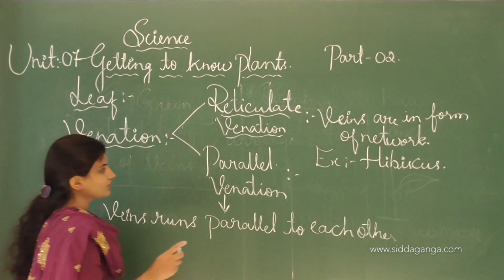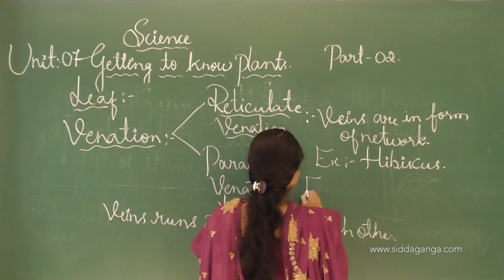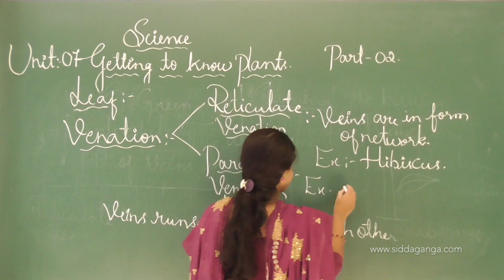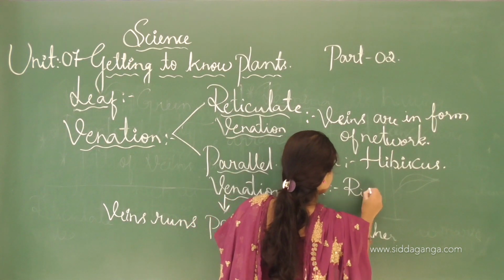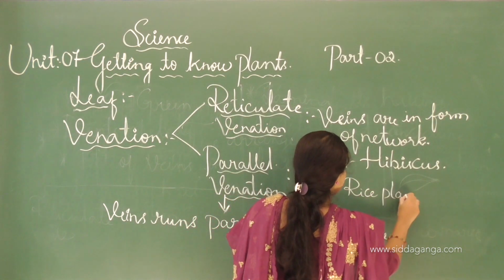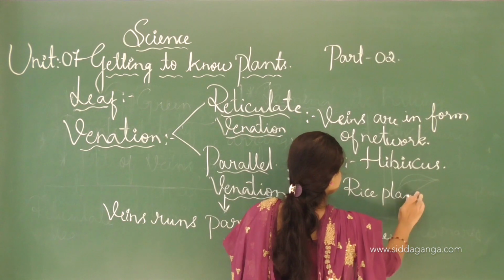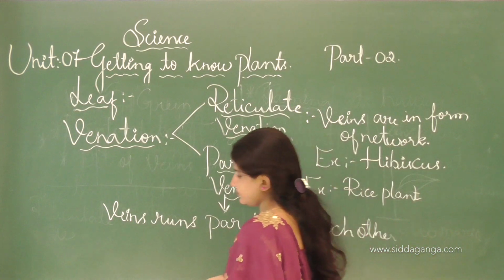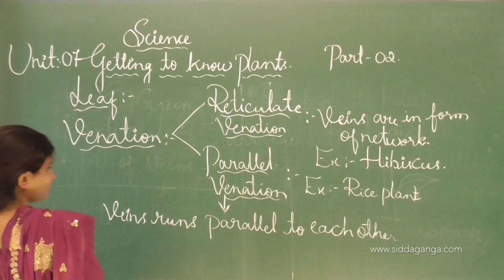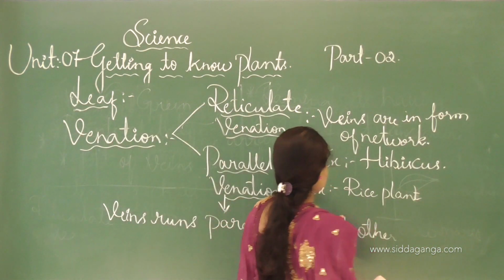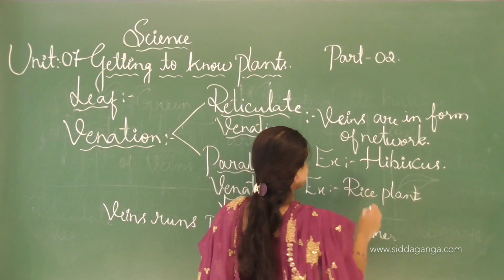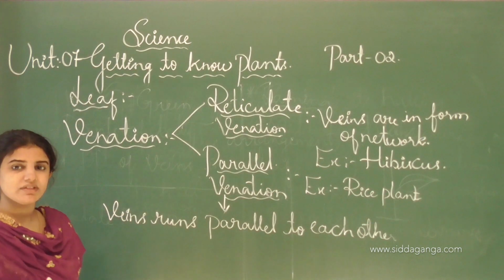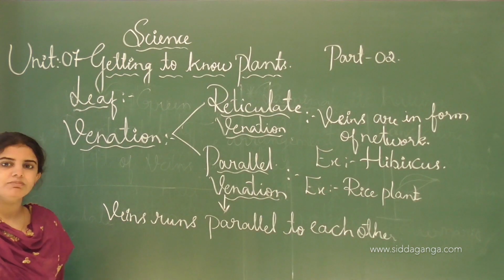Example for the parallel venations are a rice plant. We can say that in a rice plant, parallel venation will be present in the leaves. And one more example is grass.